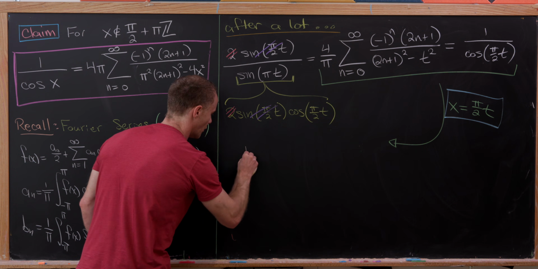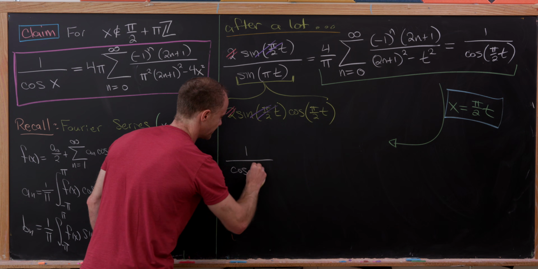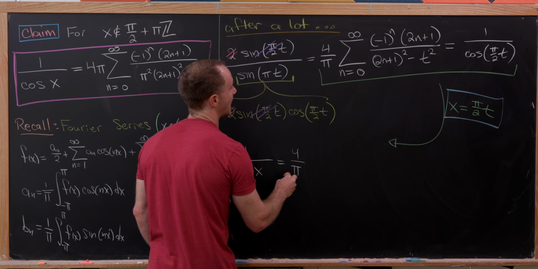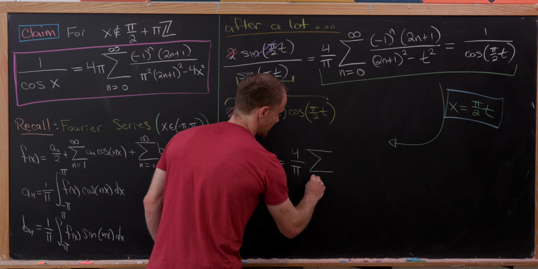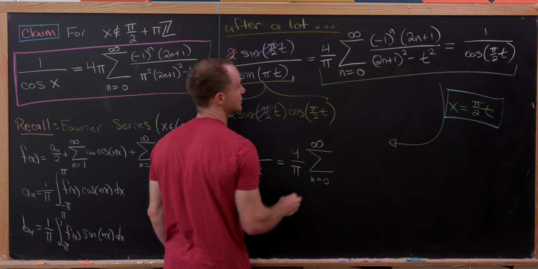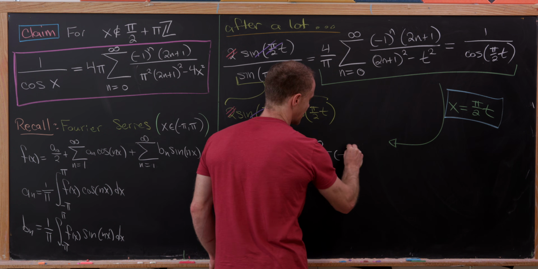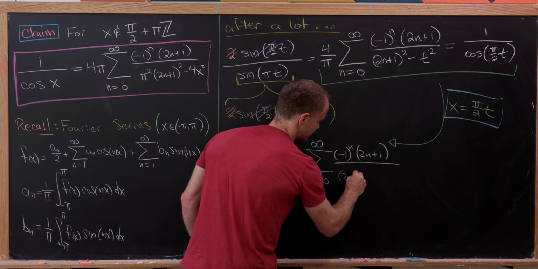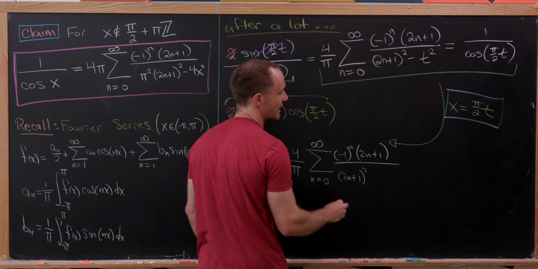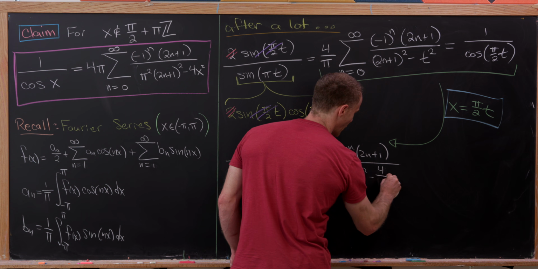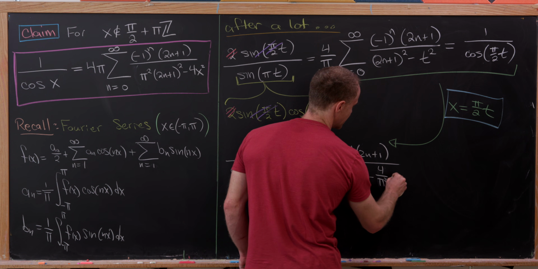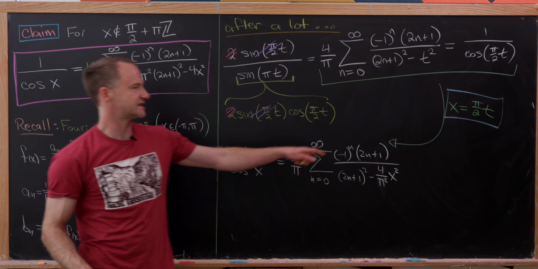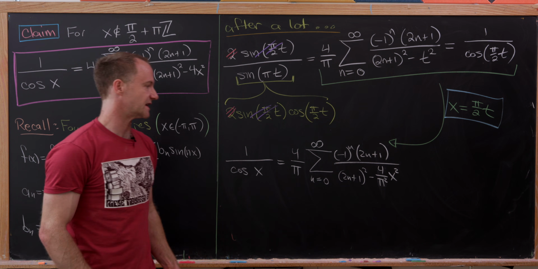So that'll give us 1 over cosine of x. I'm flipping the equation again. And then we'll have 4 over pi. And then the sum, as n goes from 0 to infinity, we still have this minus 1 to the n, 2n plus 1, and then we have this 2n plus 1 quantity squared, and then we'll have minus 4 over pi squared times x squared. That's what we get just for solving this equation right here for t.